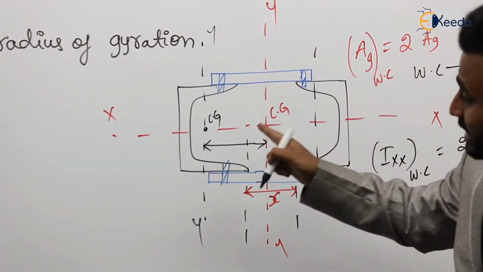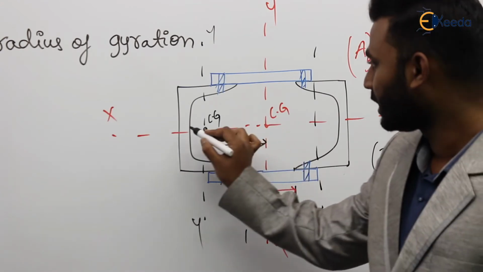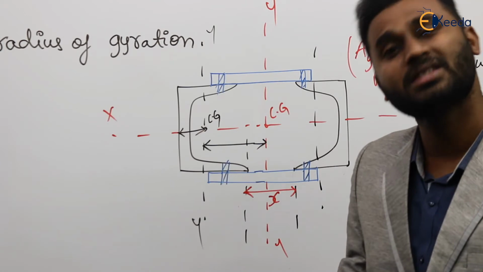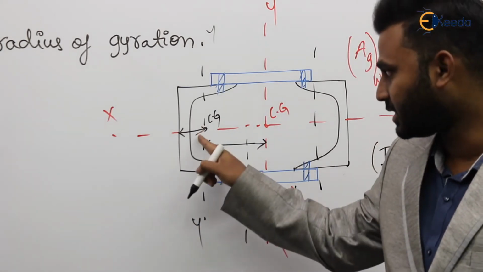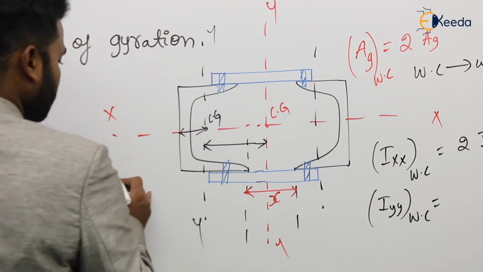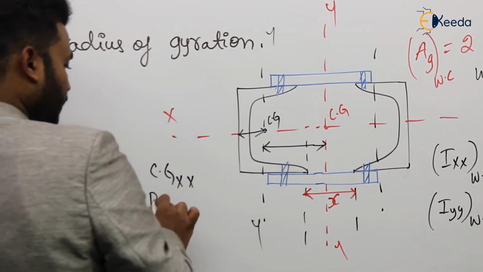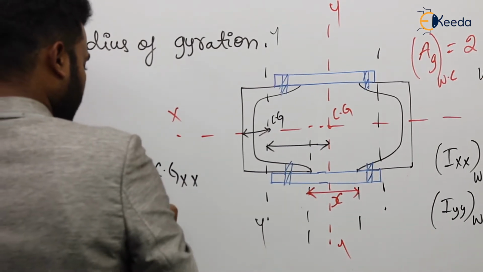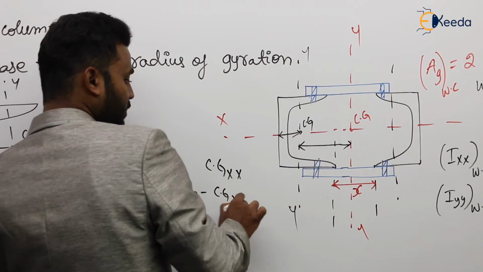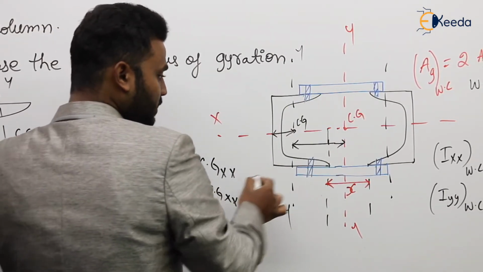Now the CG of this column is also mentioned in the steel table. It means we know this CG, and this distance we know. That is mentioned in the steel table. This distance is known as CGXX, which means centroid in XX direction. So from the width of the flange BF, width of the flange BF minus CGXX, we are going to get this value. So total is C.